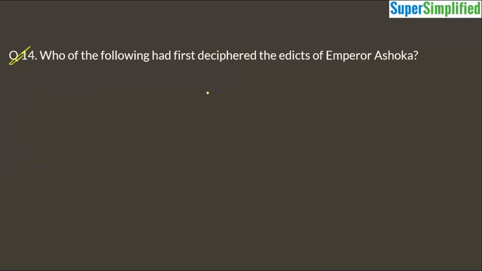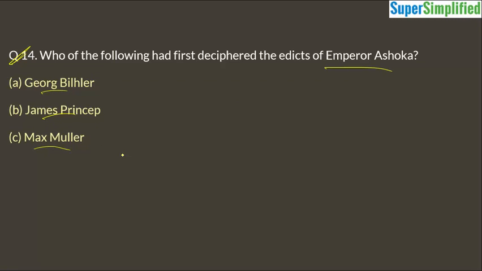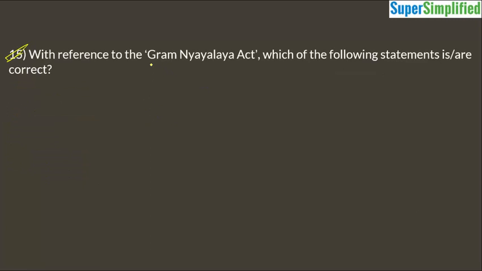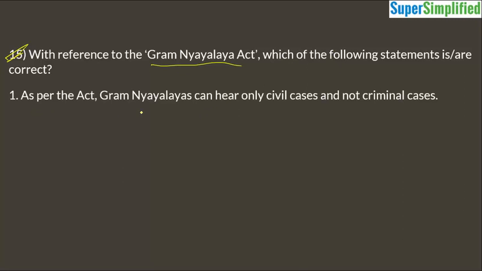14. Who of the following had first deciphered the edicts of Emperor Ashoka? A. George Buhler, B. James Prinsep, C. Max Muller, and D. William Jones. And the correct answer is B, James Prinsep. This is again a factual question. Question number 15. With reference to Gram Nyayalaya Act, which of the following statements are correct? Statement 1. As per the Act, Gram Nyayalayas can hear only civil cases and not criminal cases.